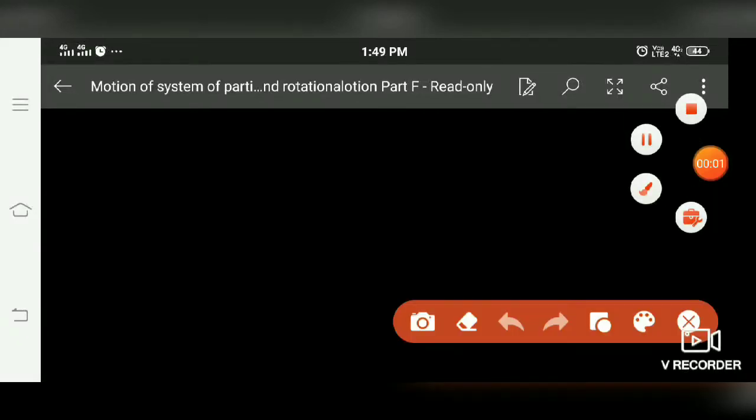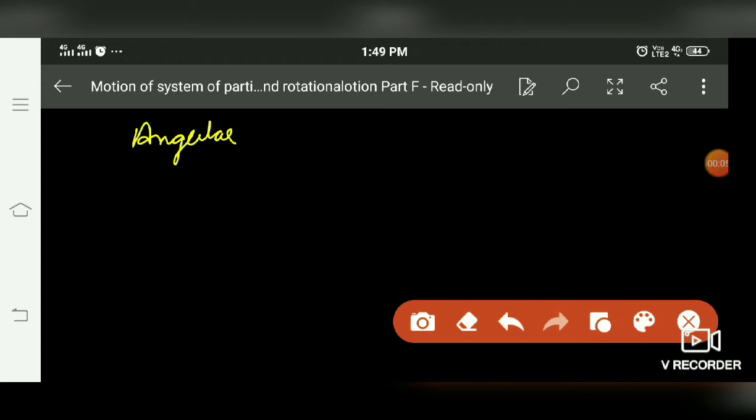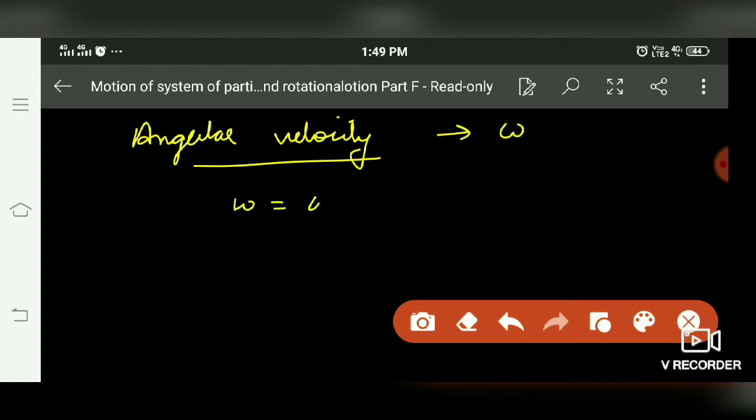Next is angular velocity. Angular velocity means velocity of the rotational motion. It is denoted by symbol omega. Angular velocity is equal to what? Angular displacement upon time taken. Angular displacement upon time taken, where we know theta is equal to what?